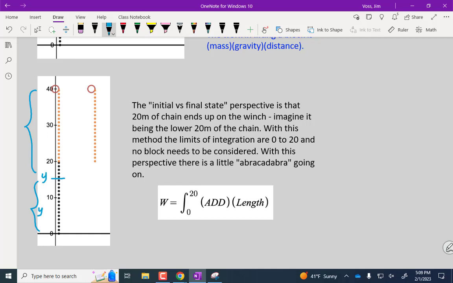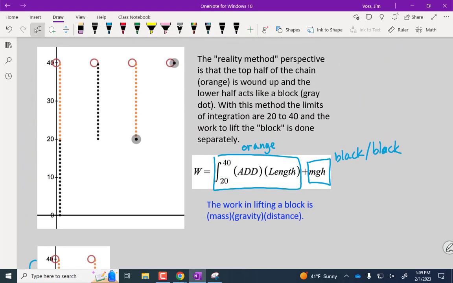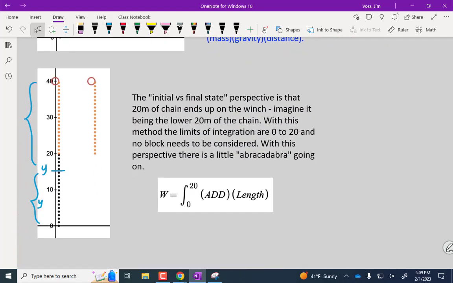And it's all these links between 0 and 20 that are going to travel the 40 minus y. Whereas up here, your y is up here. It's still going to travel 40 minus y. It's just that these are traveling 40 minus y, but the links are from 20 to 40. These are traveling 40 minus y, but they're from 0 to 20. And you will get the exact same answer in both cases.